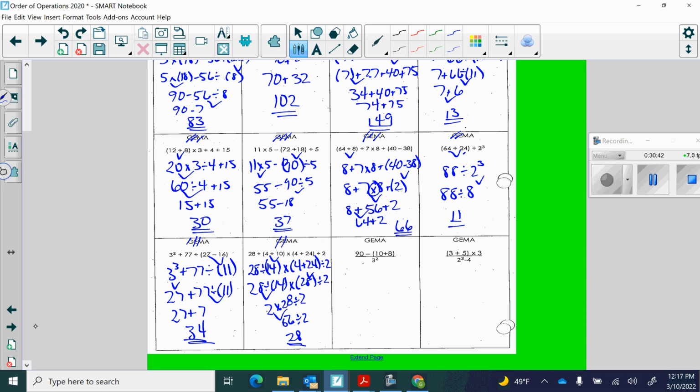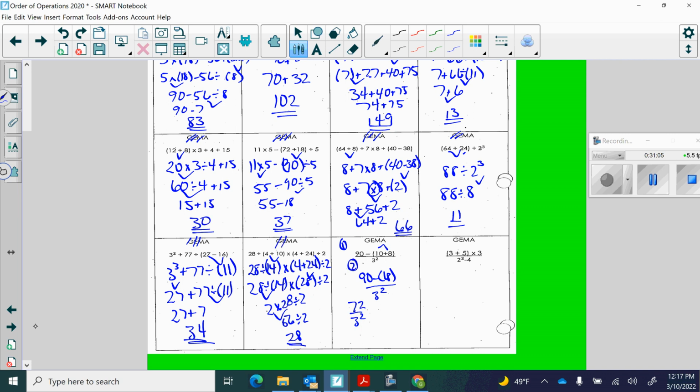Now here's our first division bar on this side. So we have two sets here. We got a grouping on top, grouping on the bottom. Within our top grouping, we have an additional grouping of the 10 plus 8. So that's where we'll start. 90 minus 10 plus 8 is 18 over 3 to the second power. 90 minus 18 is going to give us 72 over 3 to the second power.